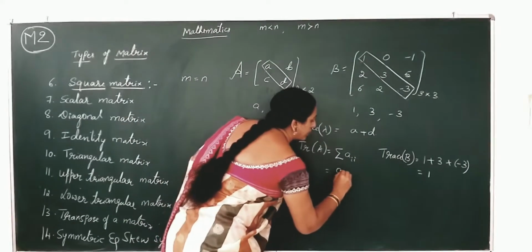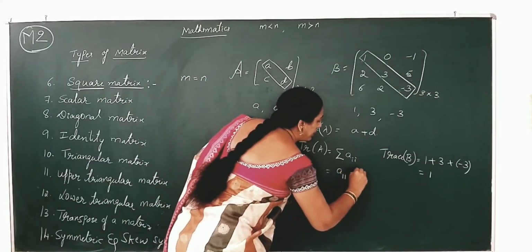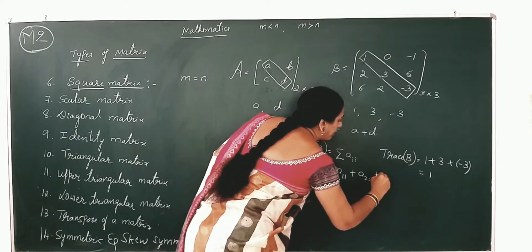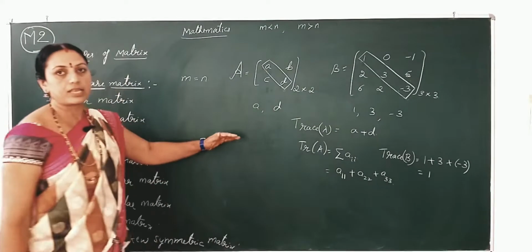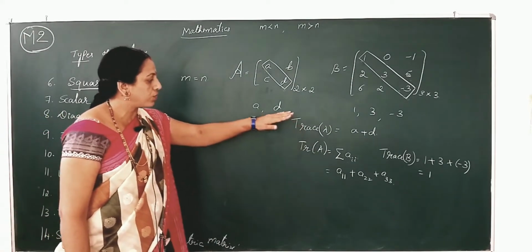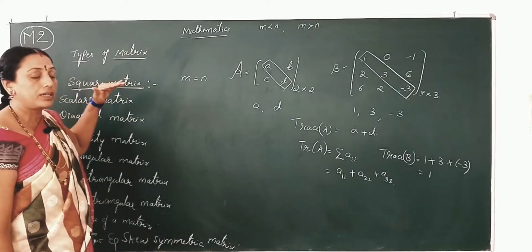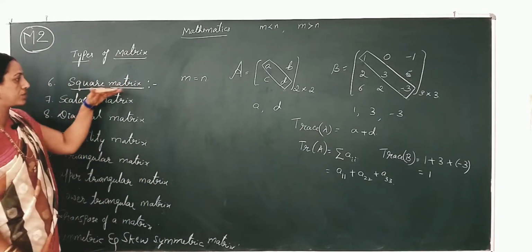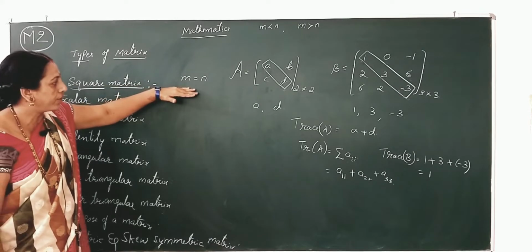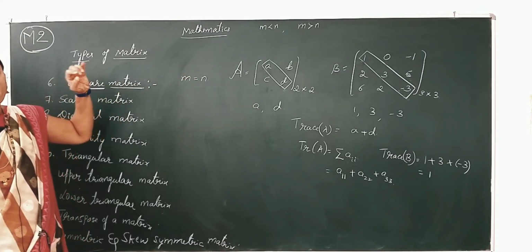Otherwise it can also be written as A11 plus A22 plus A33. That is called the trace of A. So the trace is only defined for a square matrix. A square matrix means the number of rows is equal to the number of columns.